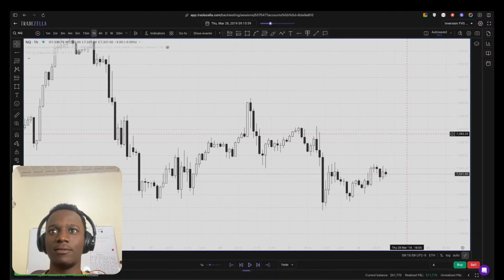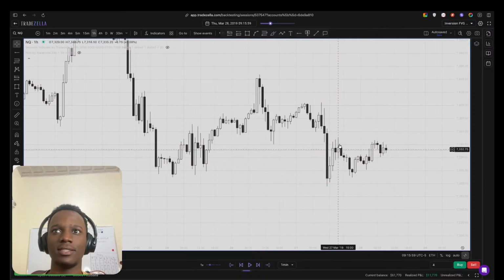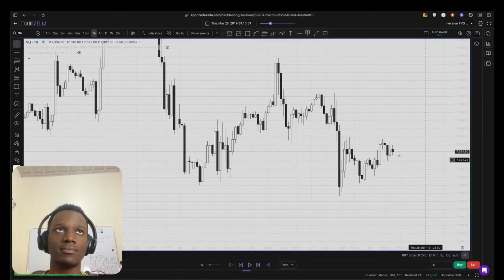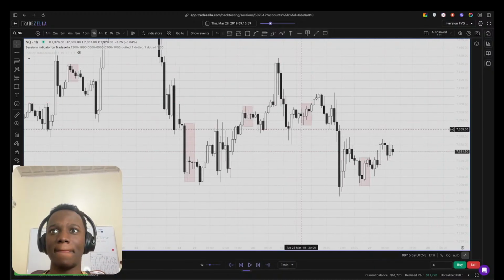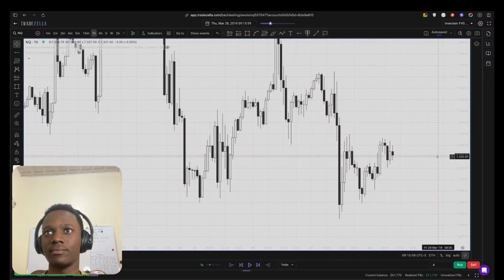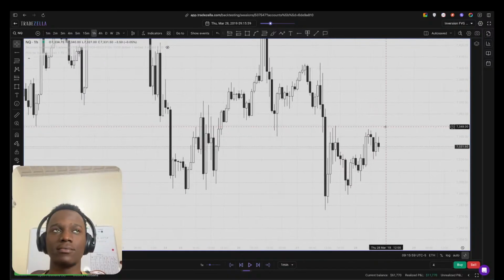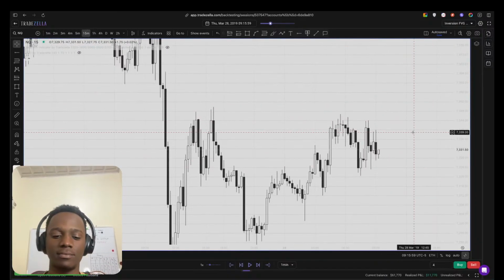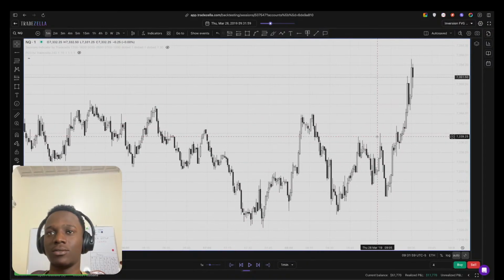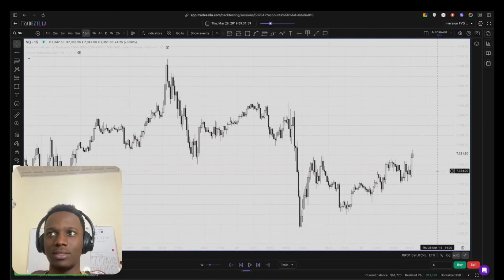I'm checking the 1 hour. We are kind of consolidating here. Let's see. Asia lows here. Okay, now let's wait. Let's see where the liquidity run takes place.